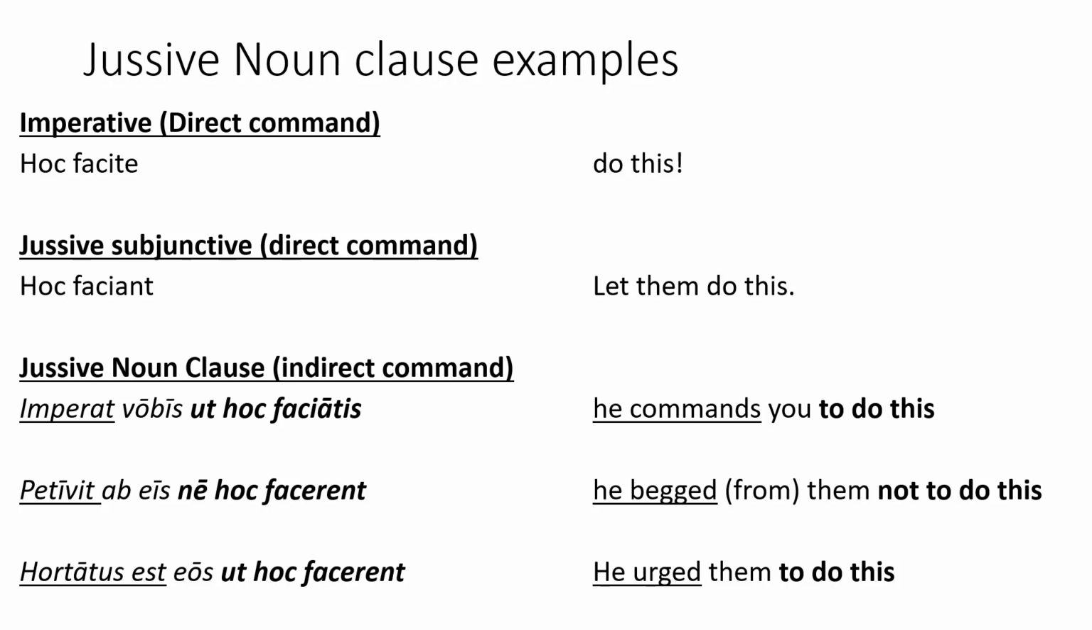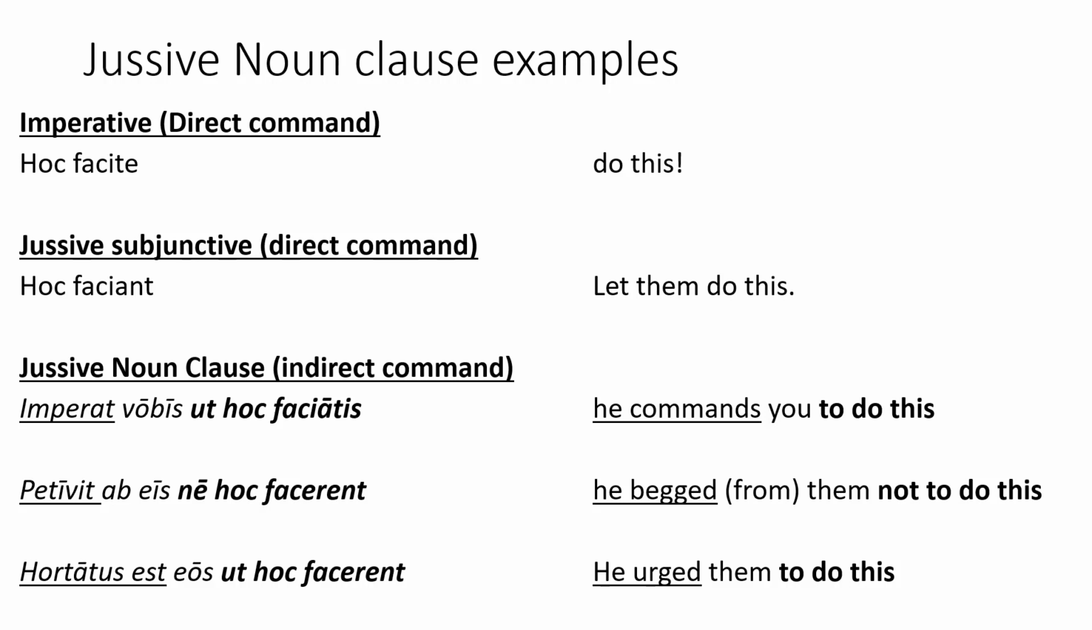Now let's see how the jussive noun clause or indirect command differs. The first example we have is imperat vobis ut hoc faciatis. The head verb of commanding, advising, or requesting that triggers the jussive noun clause is imperat, which, as you'll recall from last week, is one of those special verbs that takes a dative for its object, which is why vobis is in the dative. The subordinate clause is introduced by ut and has the present subjunctive faciatis. Following the rules of translation from the previous slide, we translate ut as to and faciatis as the infinitive to do, making the jussive noun clause translate as to do this, and the whole sentence as he commands you to do this.